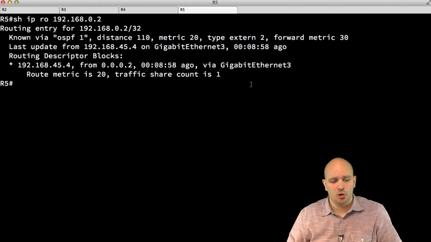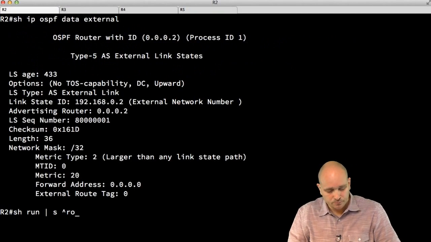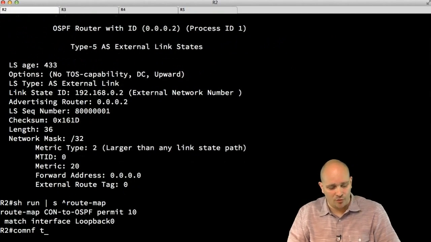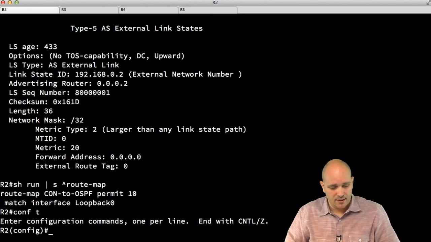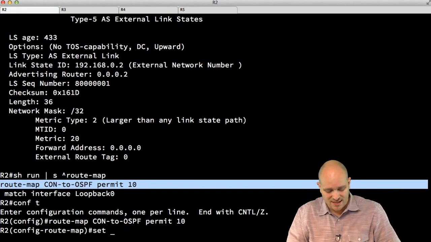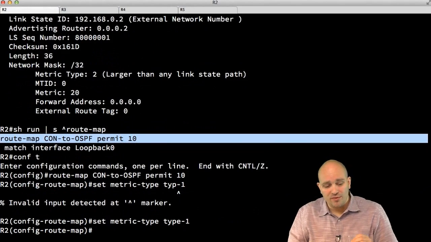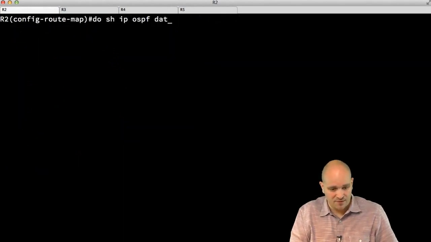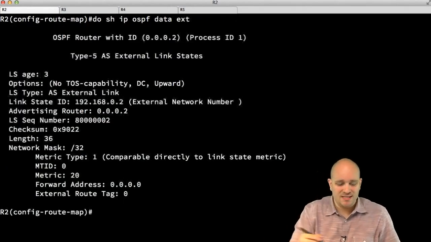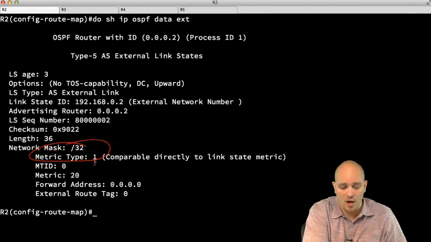Let's change this to be type 1. The easiest way to change this would be to modify our route map that we already have here. So I'm going to go into the route map and say set metric type 1. Now, with this little change, if I do show IP OSPF database external, I will see that what is going to be inserted into the database by R2 is a type 1 metric.